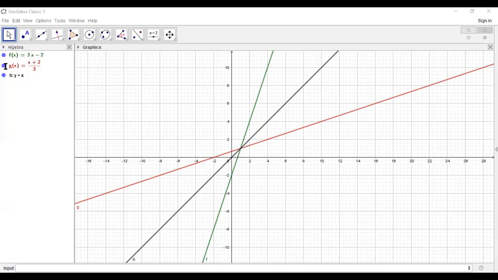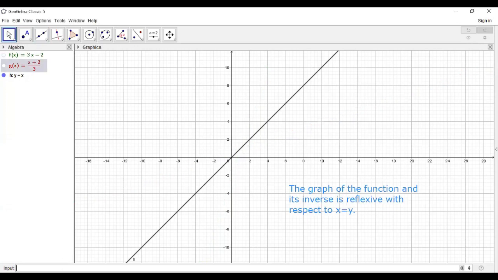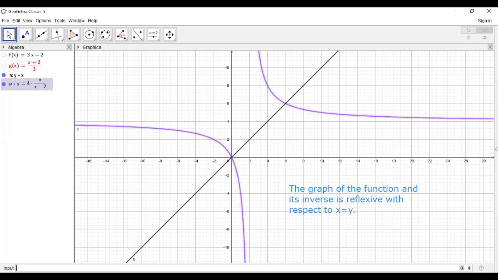Okay? Sige, burahin ko itong f of x saka g of x. Ita-type ko ulit yung nakuha nating second example. Y na lang gamitin ko para mas madali. Y is equal to 4x over x minus 2. Tama ba? Yan yung graph niya. Tapos, yung isa naman, ang graph na nakuha natin is y is equal to 2x over x minus 4.